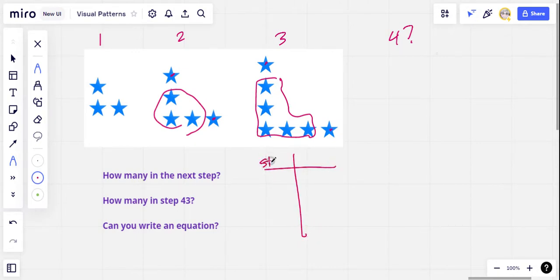Let's put it in a chart so we can look at the numbers a little more clearly. So we've got the step number and we've got the stars. In step 1 there are 3 stars. In step 2 there are 5 stars. And in step 3 there are 7. And the thing you want to do when you've got your numbers listed out in a chart is just find the difference. So 5 minus 3 is 2, 7 minus 5 is 2. And this reaffirms what we saw with our eyes, that we're adding 2 every step.